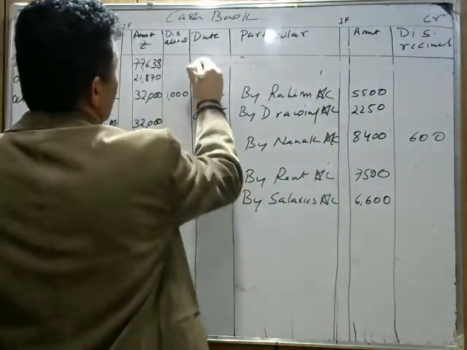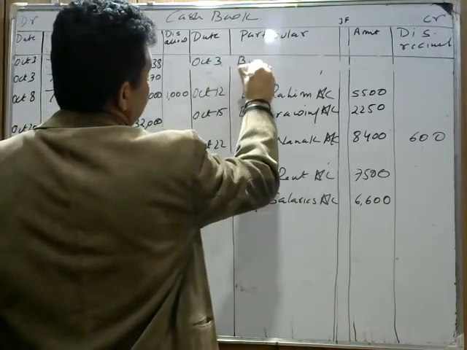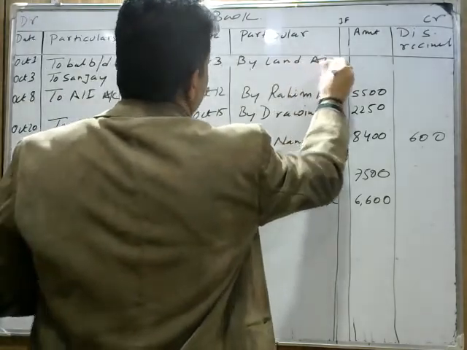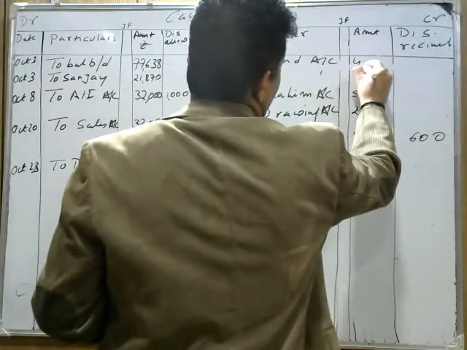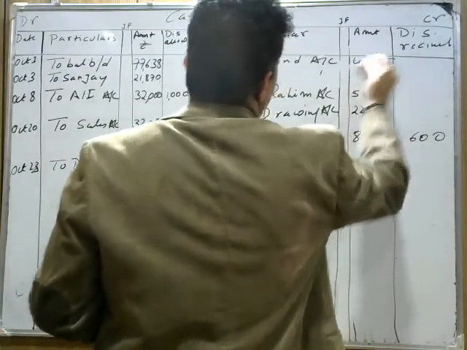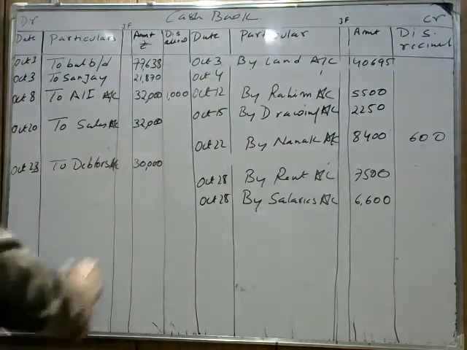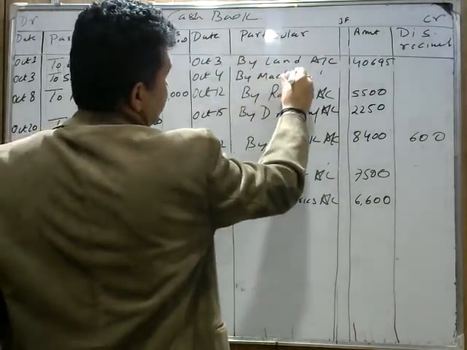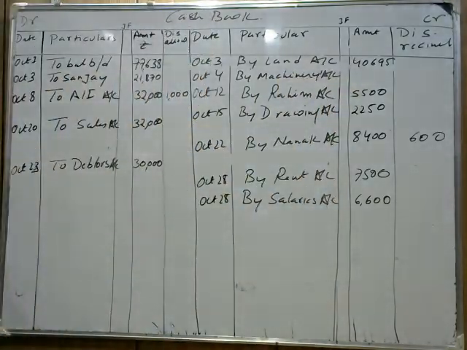I'm writing first thing, October 3rd. हमने ट्रांजेक्शन मिस किया है, हमने लैंड परचेज किया, तो बाय लैंड अकाउंट वी पे फॉर लैंड. हमने लैंड परचेज किया था 40695, तो वी राइट 40695 ओवर हियर. On October 4th we purchase machinery. I will write by machinery account. By machinery account is mentioned here 20190.